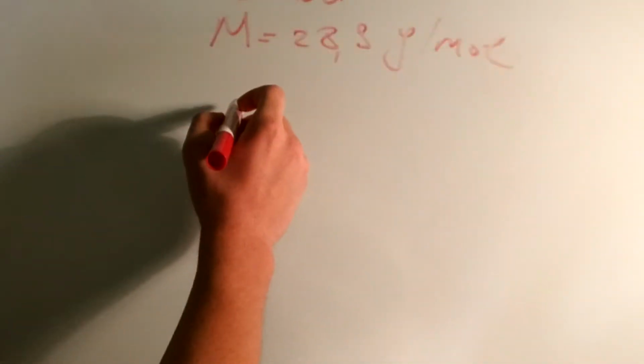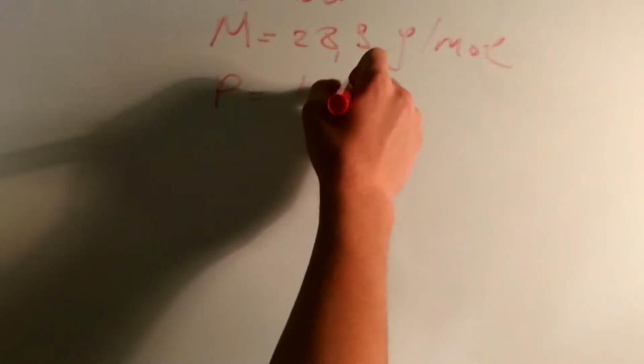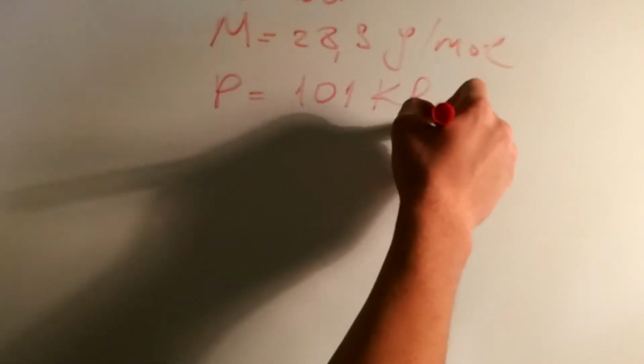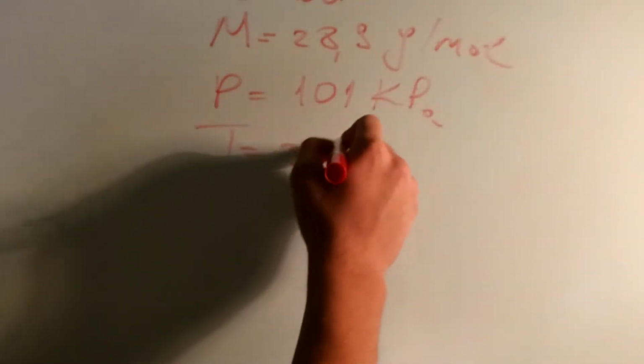Okay, so let's see what we have here. We have a cube that's filled with a gas, and one side of the cube is 10 centimeters. So A is equal to 10 centimeters. Then we have the molar mass of the gas, which is 28.9 grams per mole. Then we have the pressure, which is 101 kilopascal, and the temperature is 300 Kelvin.